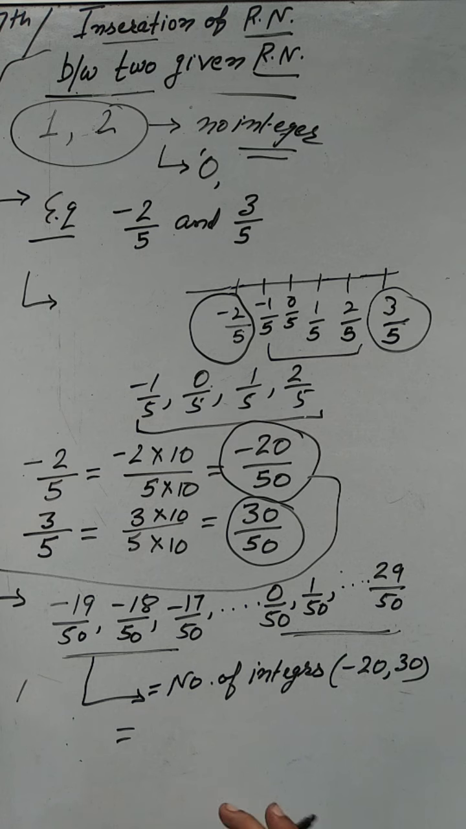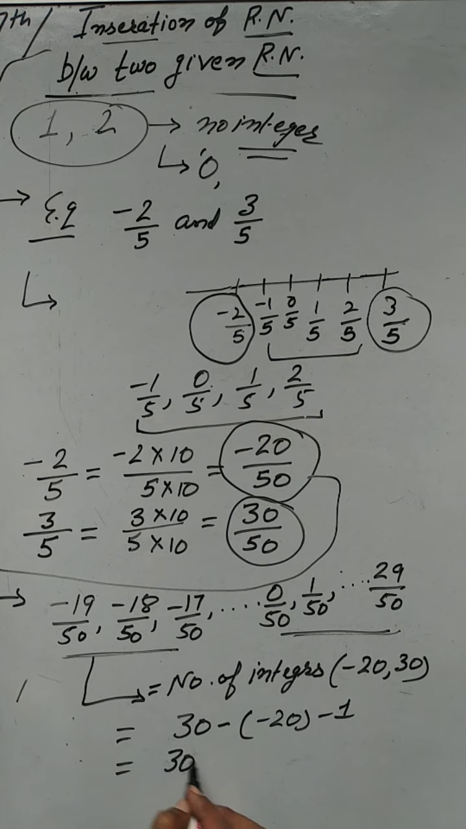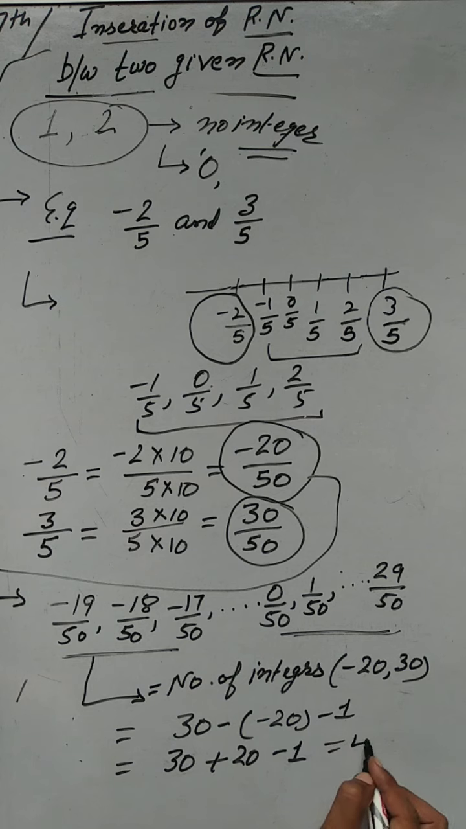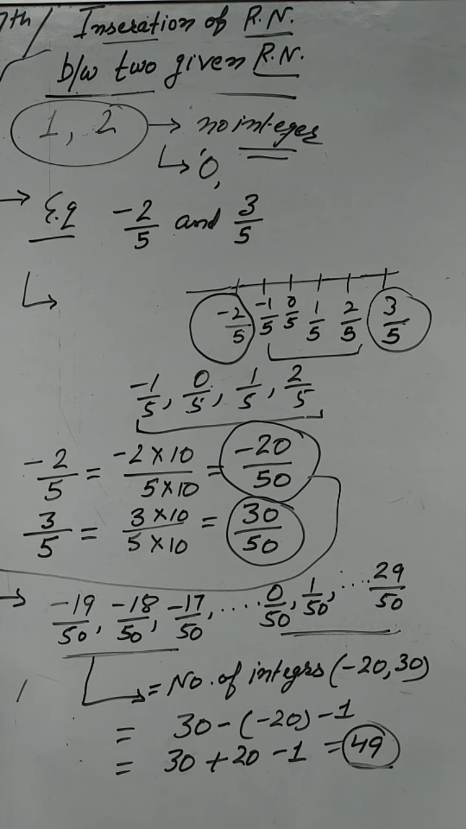I already explained beta. Here the formula is m minus n minus 1, with m equal to 30 and n equal to minus 20. So 30 plus 20 minus 1: 30 plus 20 is 50, 50 minus 1 is equal to 49. So from 4 I have increased the rational numbers between minus 2 upon 5 and 3 upon 5 to 49. Understood? Similarly, beta, you can also find more rational numbers between any two rational numbers.